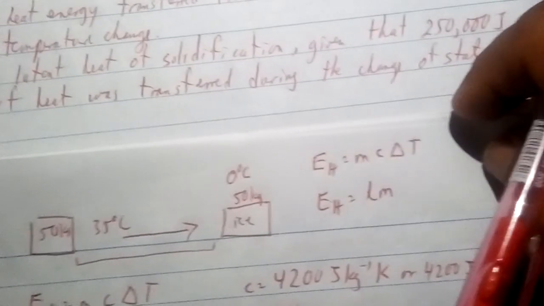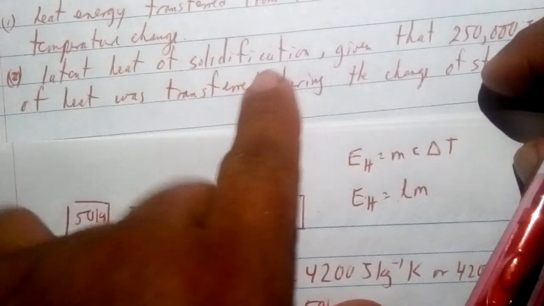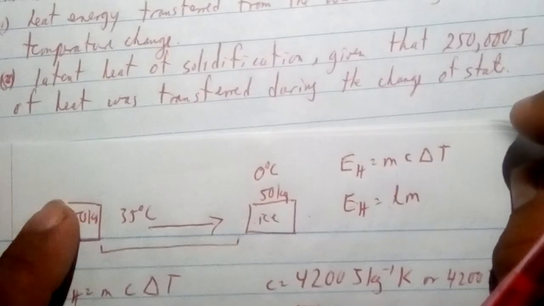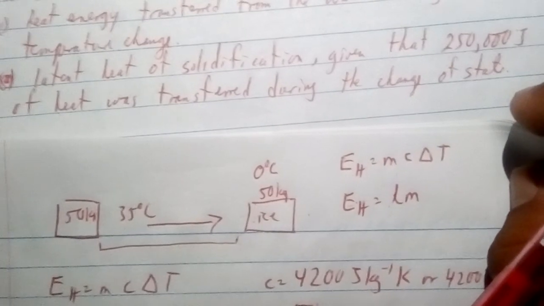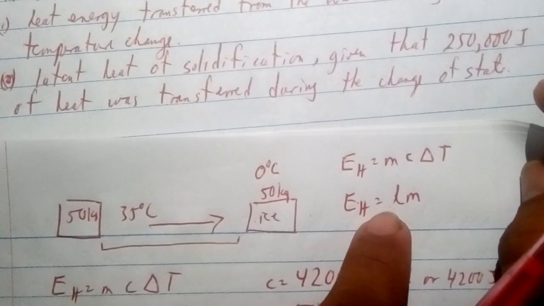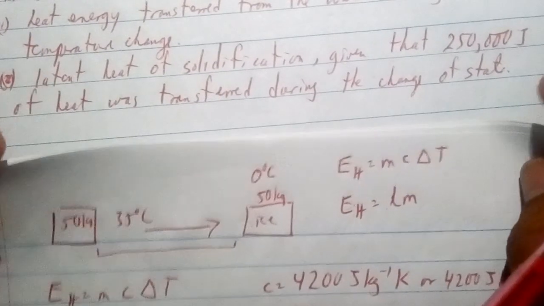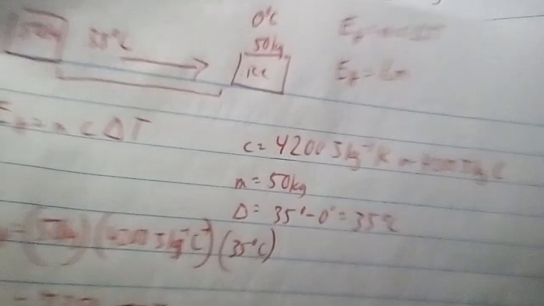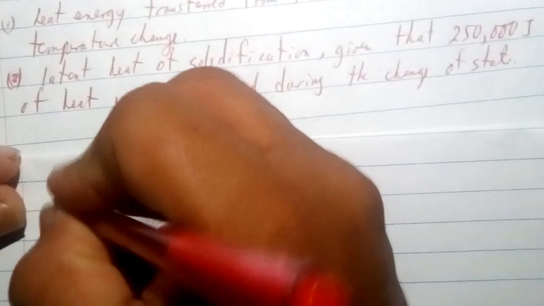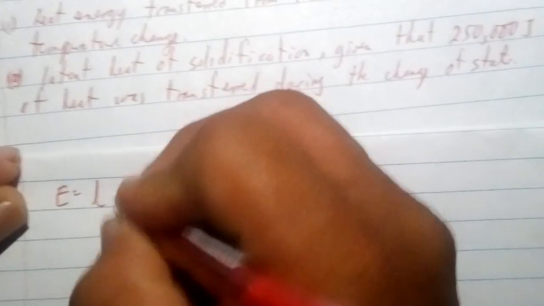Now the next thing, the latent heat of solidification, given that 250,000 joules of heat was transferred during the change of state. So if we want the latent heat of solidification, we want to use this equation. So let's rearrange the equation now. We come here, we bend our sheet, and we start to do our working. So we put that the energy is equal to the latent heat times the mass.